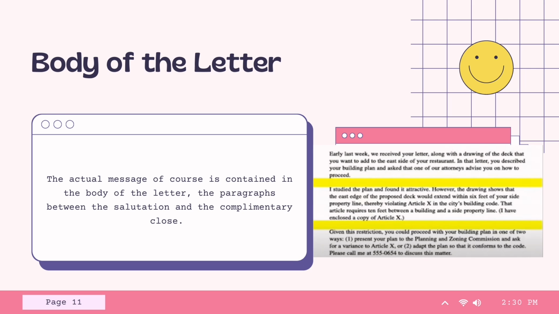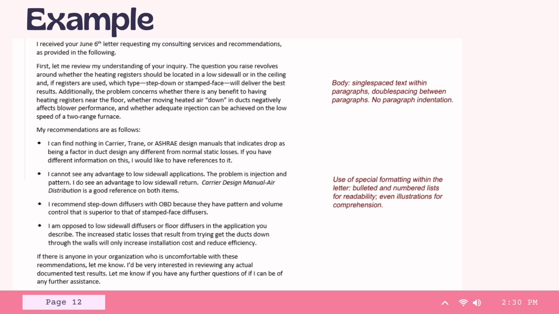Next is the body of the letter. The actual message, of course, is contained in the body of the letter, the paragraphs between the salutation and the complimentary close. This is the meat of your letter. Here is an example of a body. Notice that its text is single-spaced within paragraphs, double spacing between paragraphs. Since it is in block format, there is no paragraph indentation. There is also use of special formatting within the letter in this example.